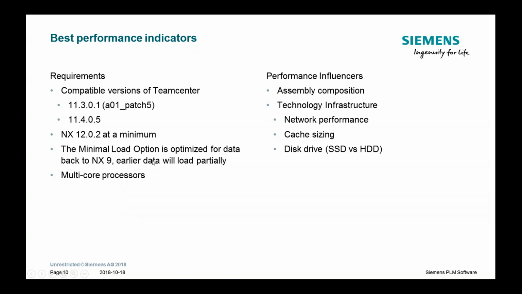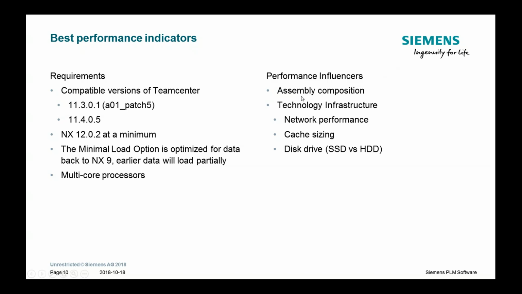The load performance for minimal has been optimized for NX9 data and newer. So if you have pre-NX9 data, NX8, NX2, or whatever, those components will not participate in the minimal load, and it will slow your load down. And then, of course, since it is threading the load, you should have a processor with multiple cores, so it can spread that load out.